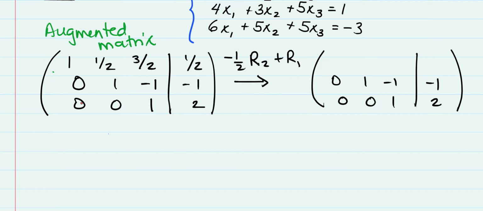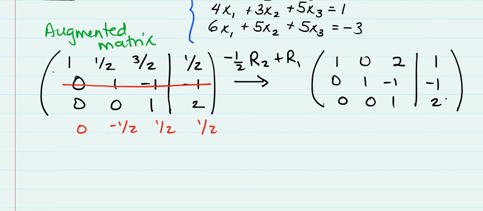So some people put it down here. Let's do that. Maybe that'll keep us straight here. So 0, -1/2. This would be 1/2, and then 1/2. And then add all of these to this top row. So we get 1, 0, 3/2 plus 1/2 is 4/2. So 4/2 is 2. And then 1/2 plus 1/2 is 1. Okay, so we zeroed out this.